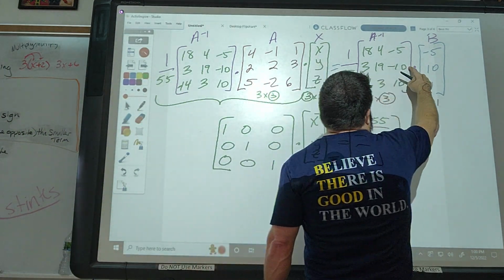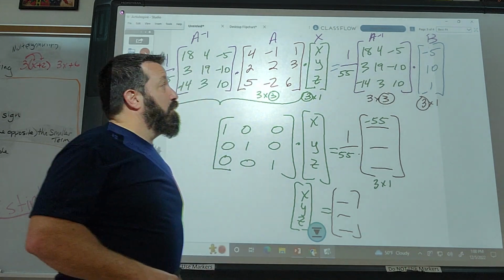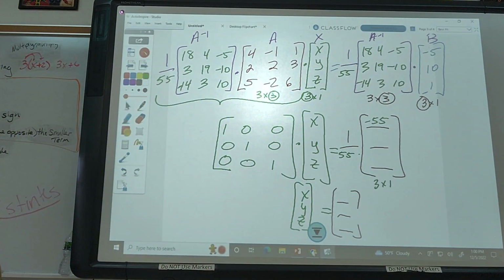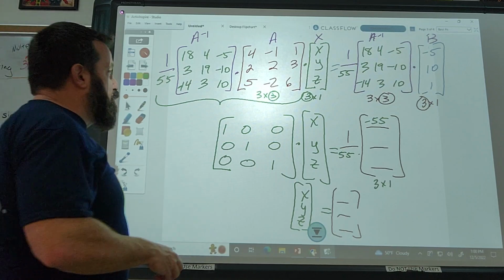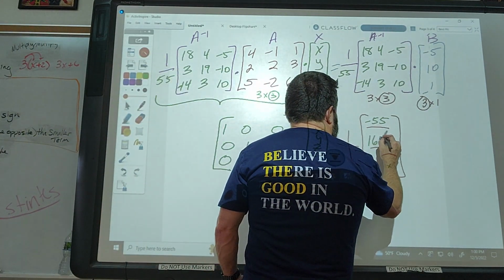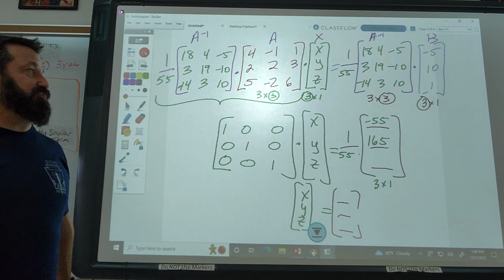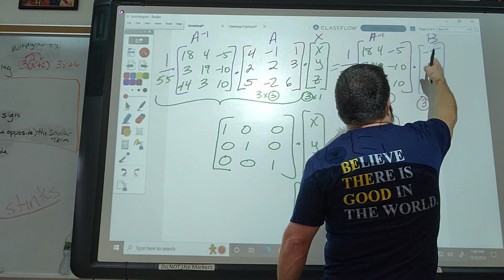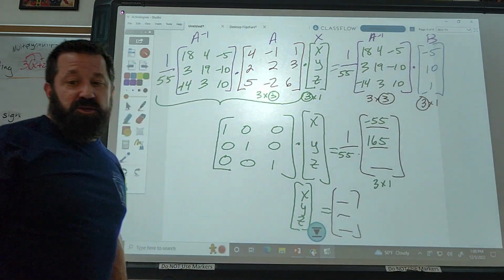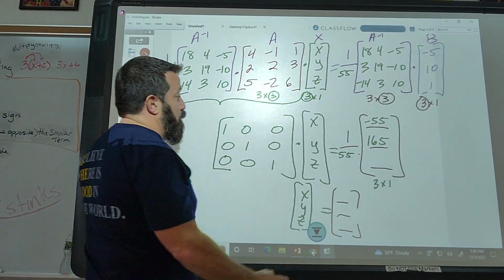Then you do the second row times that column. So you take the 3 times the negative 5, 19 times 10, negative 10 times 1, and when you do that, you're going to get 165 for an answer. Okay? Again, this is just matrix multiplication. Then you take the last row times that column, and you add those up, and you will get 110.